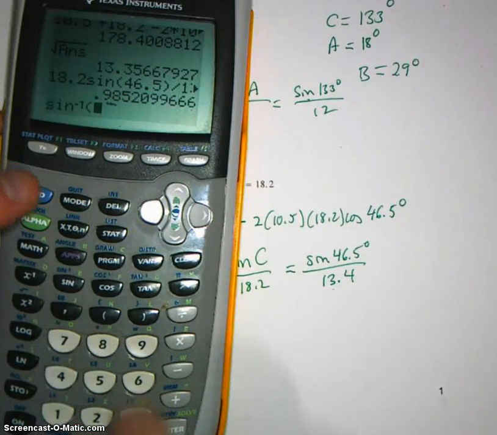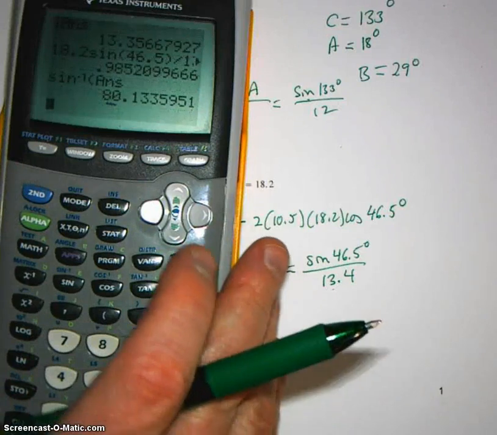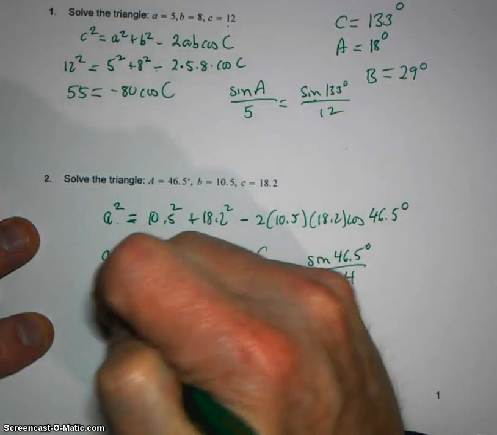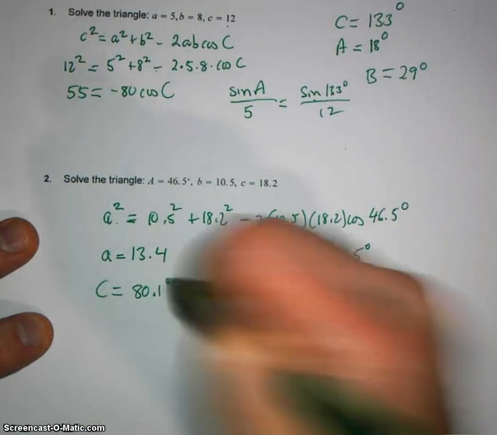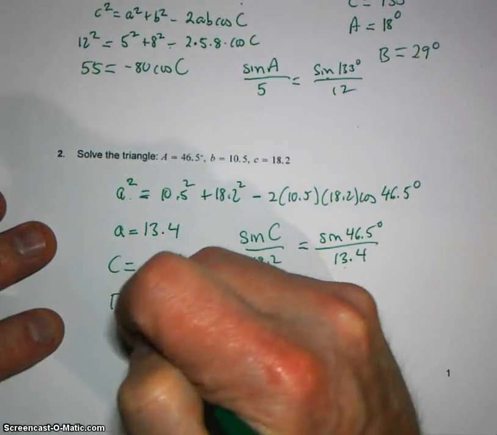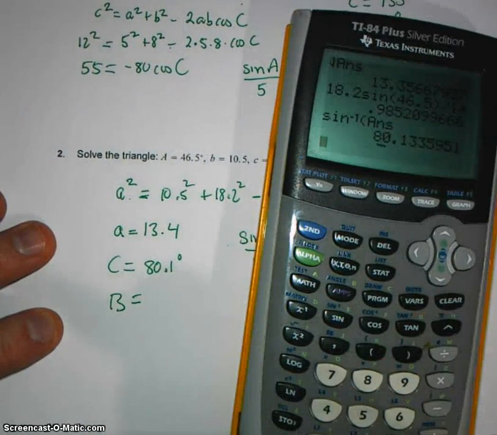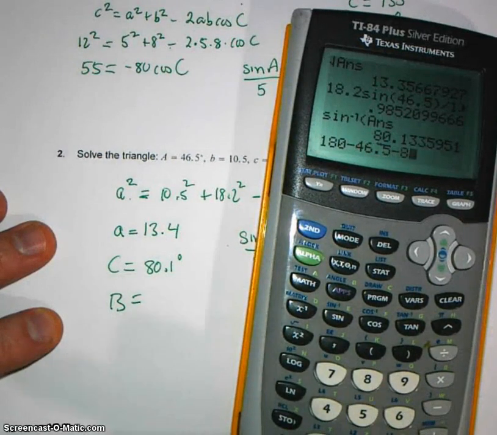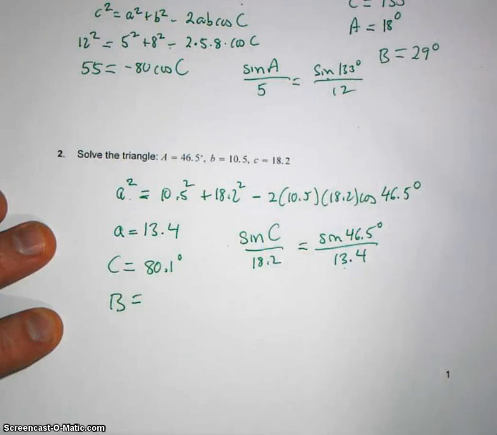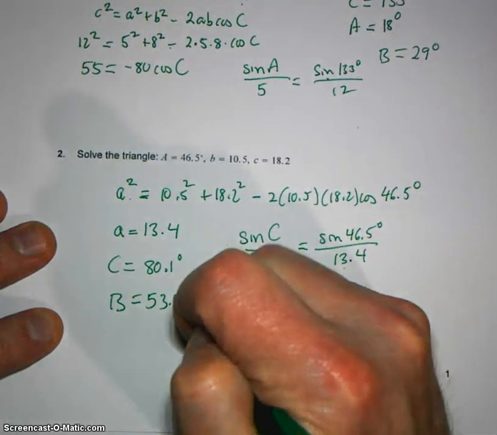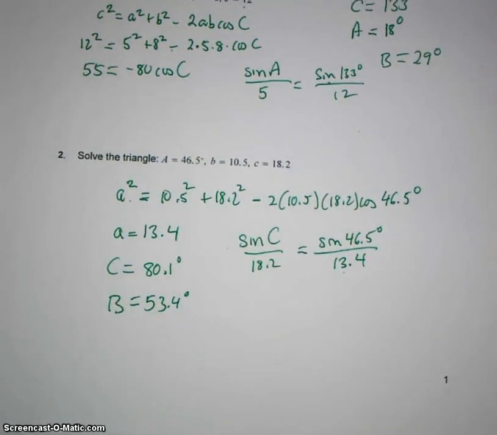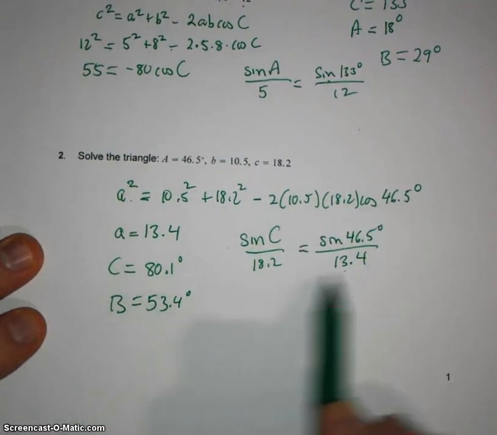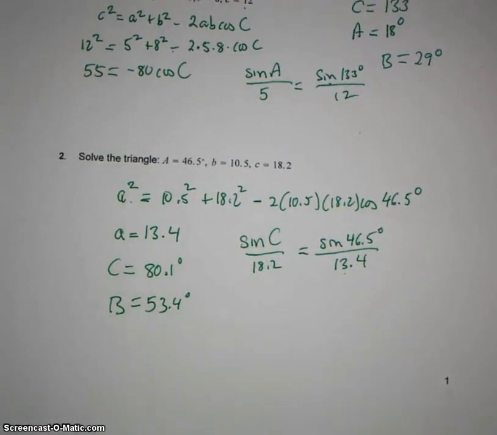And then do sine inverse. Let's call this 80.1. So big C is 80.1 degrees, which makes it easy to find big B. 180 minus 46.5 minus 80.1. Big B's got to be 53.4 degrees. All right, so once again, you see where we use the law of cosines once, and then traditionally we end up using the law of sines on these problems.